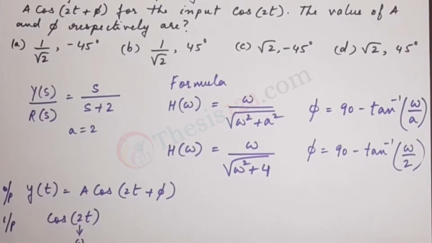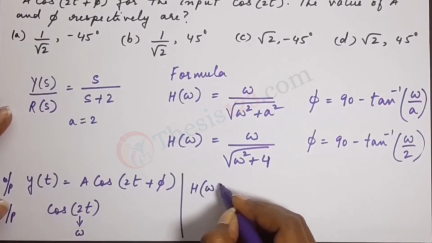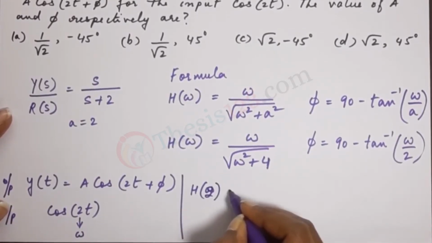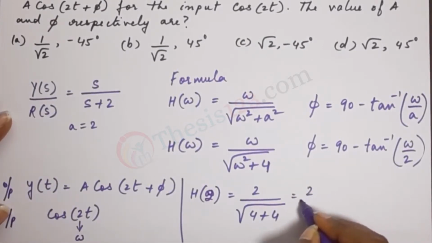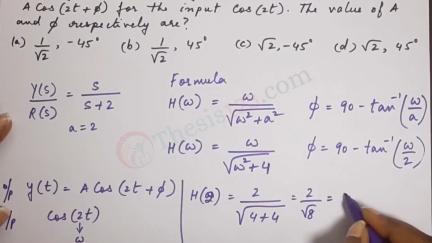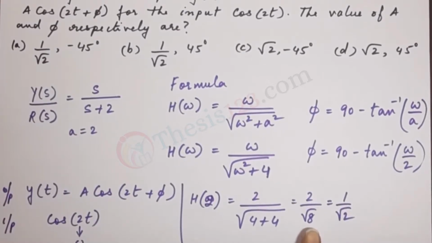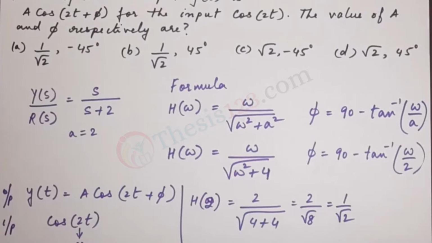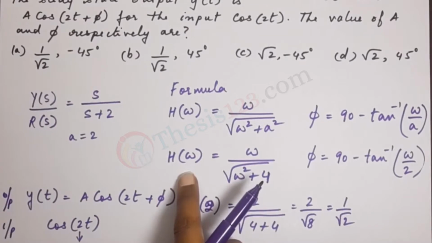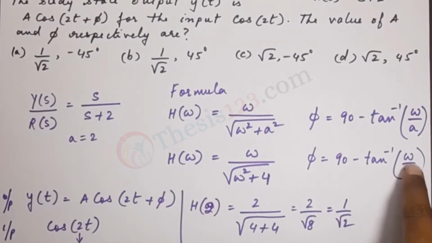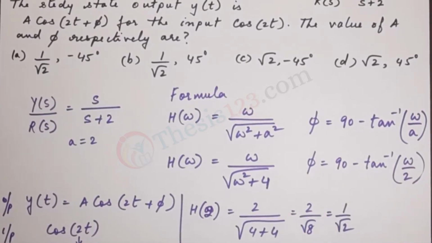Now, if we substitute this here, let's see what we get. We get H of 2 is equal to 2 divided by root of 4 plus 4. That would be 2 by root 8, which can be written as 1 by root 2, because root 8 is 2 root 2, 2 and 2 cancel, we have 1 by root 2. So we have what H of 2, or H of omega, is. Next, we can substitute the value of omega and directly find the phase angle.